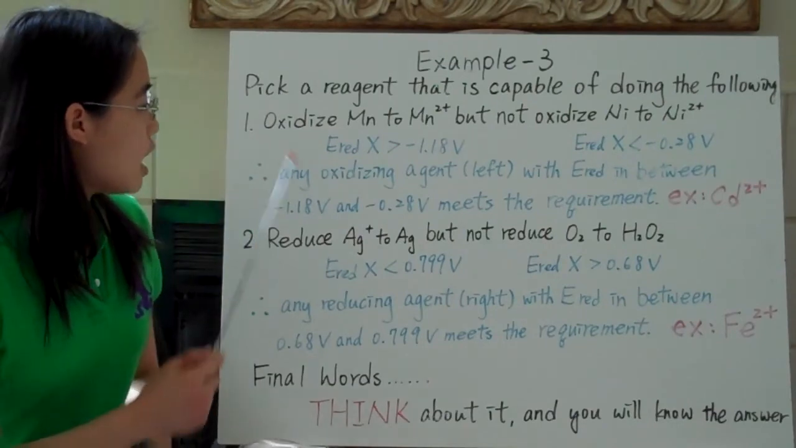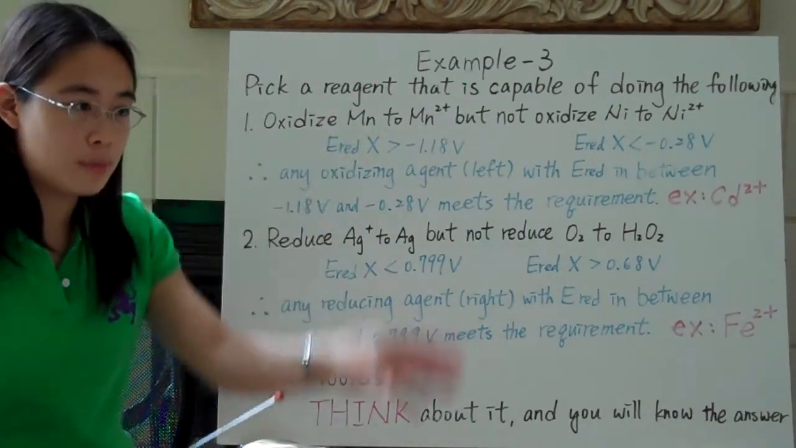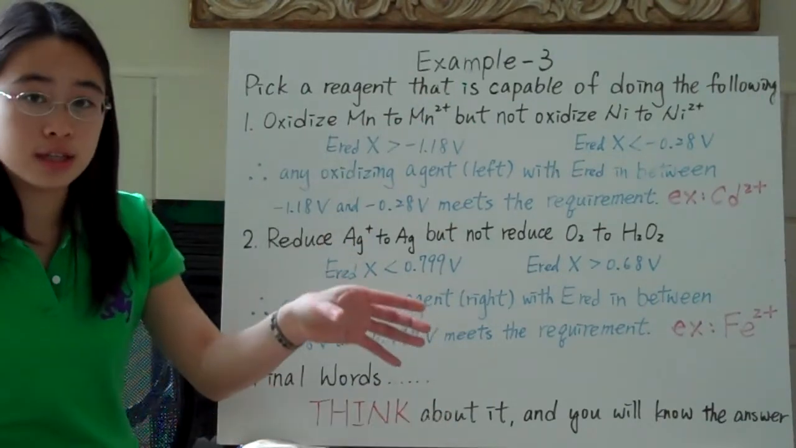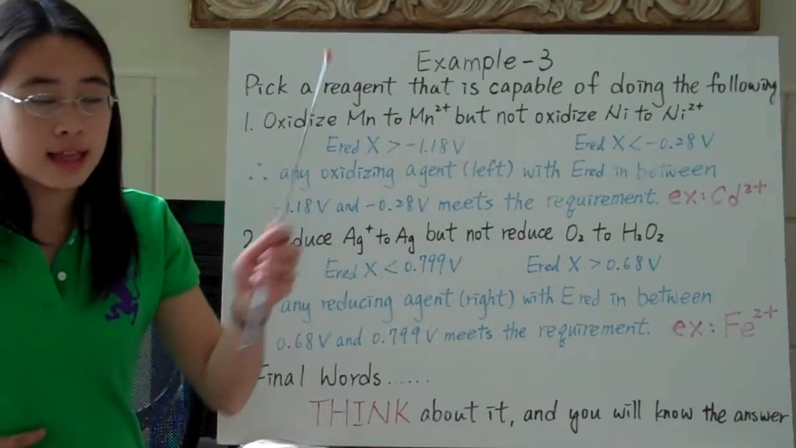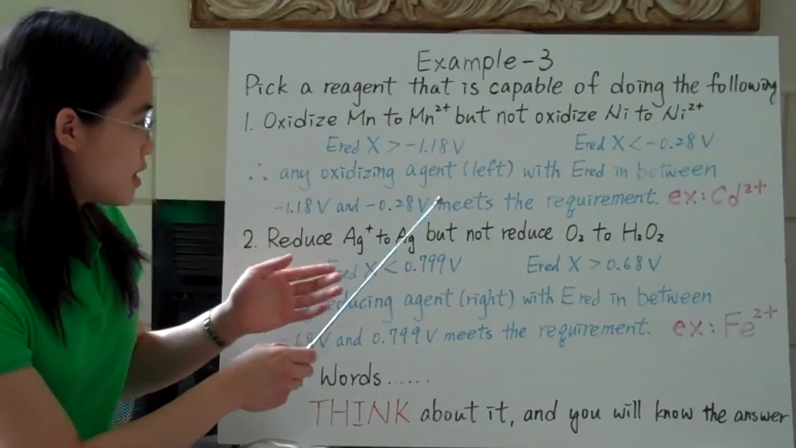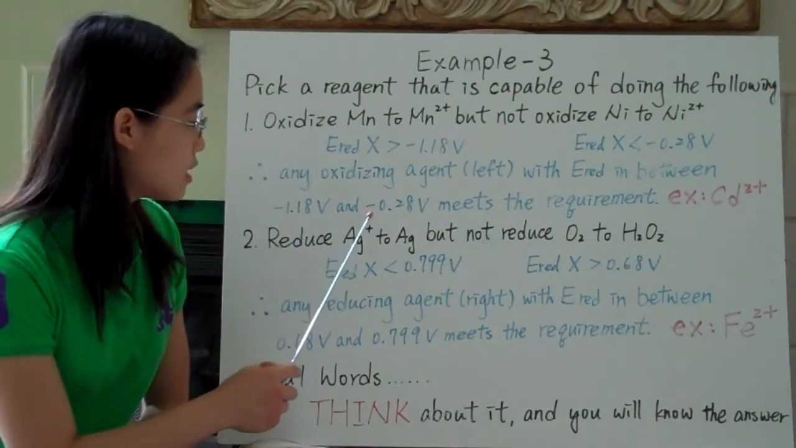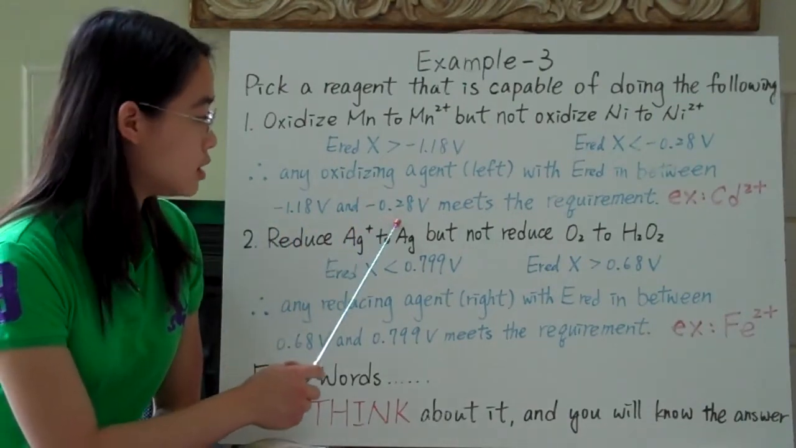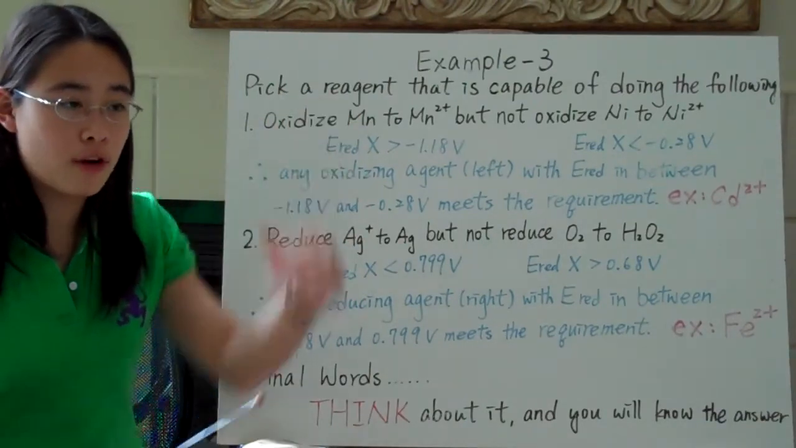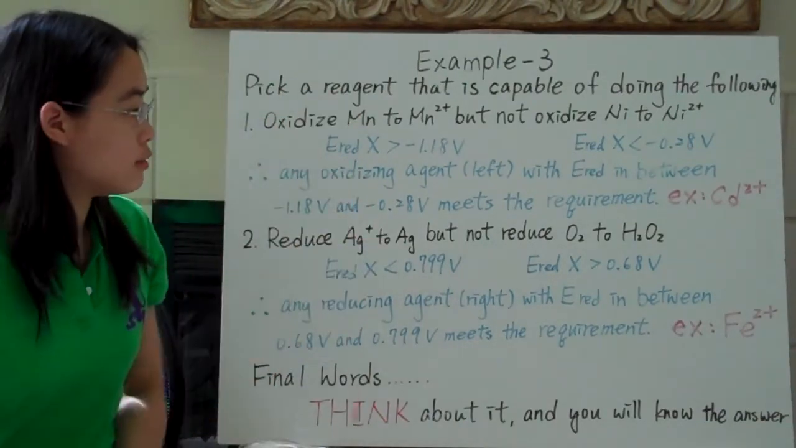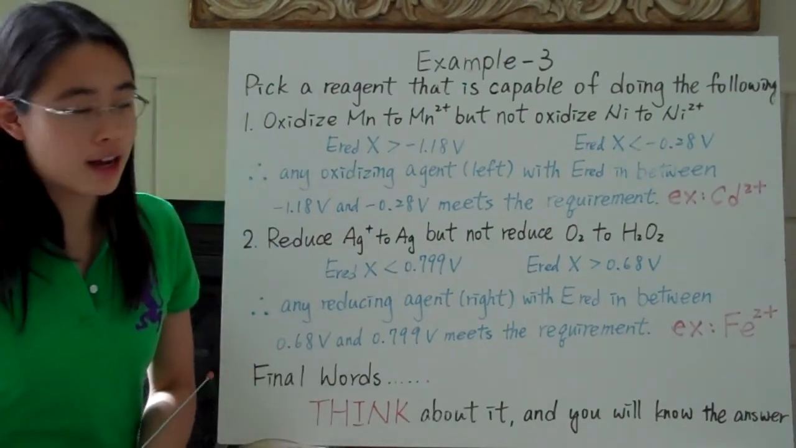So any oxidizing agent, it's on the left side of the reaction, so you just need to pick any agent that is on the left side of the reaction, and that with reduction potential in between negative 1.18 volt and negative 0.28 volt. Any reagent that falls in the range will meet the requirement. An example will be cadmium 2 ion.